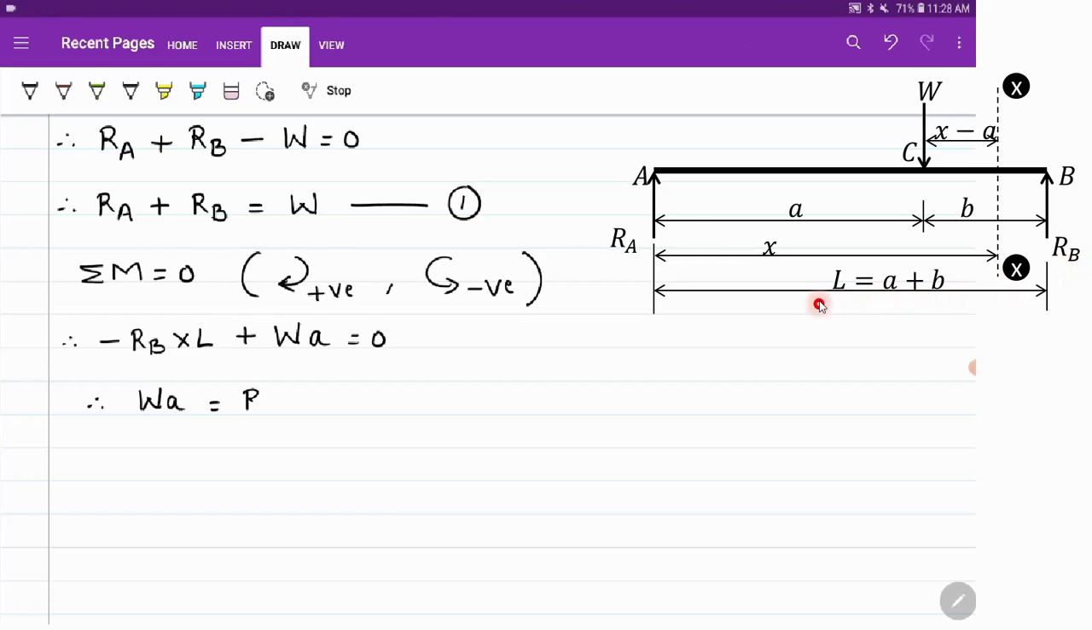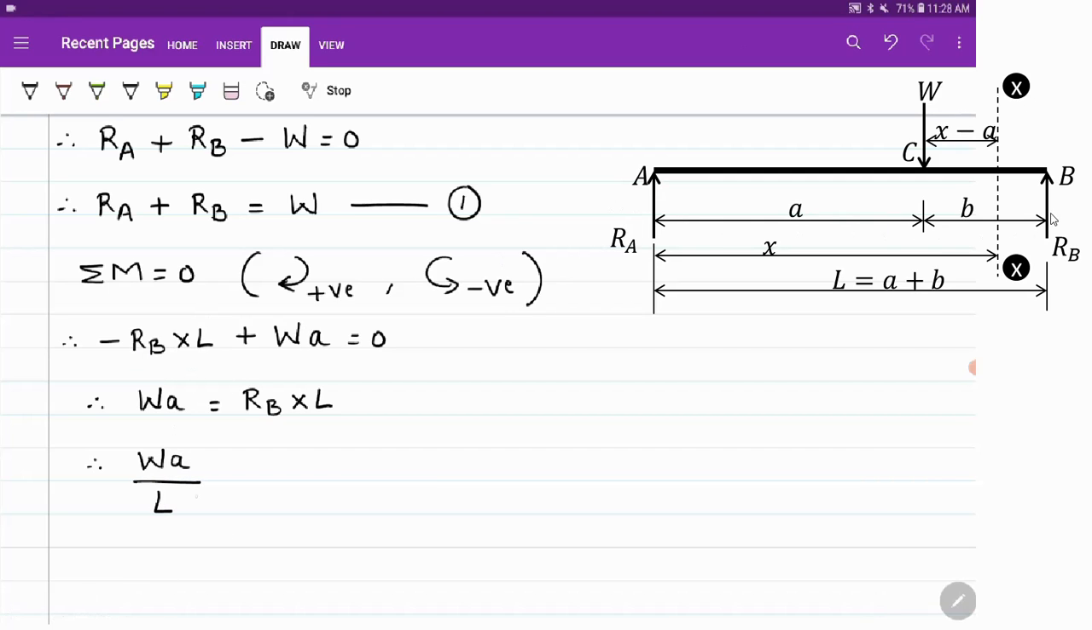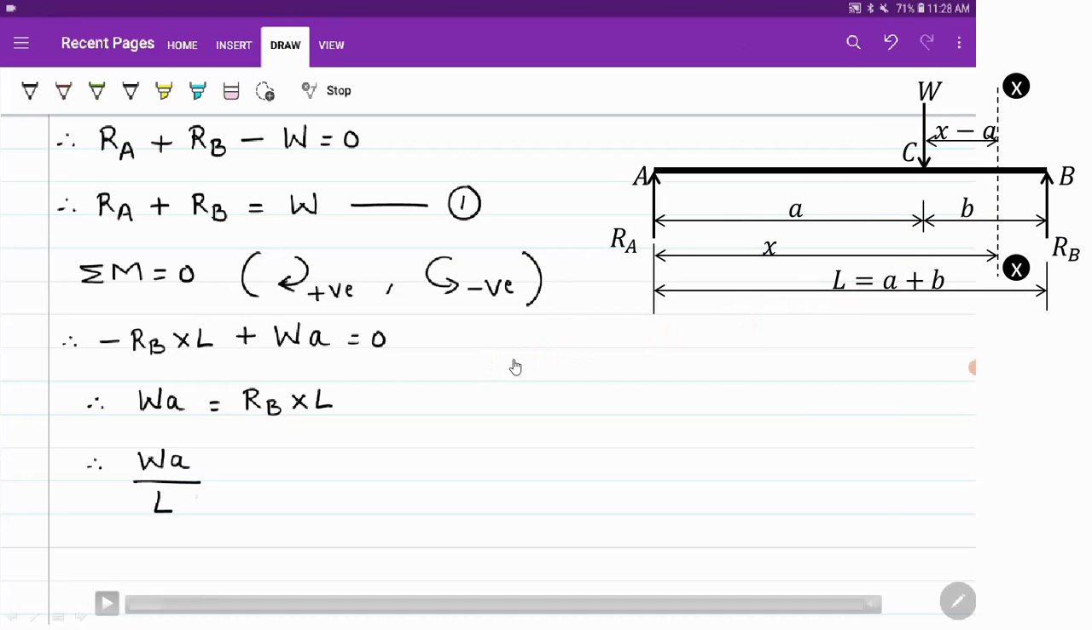So RB into L, and this W will produce clockwise moment about A. So that is positive. So minus RB into L, because this was a negative moment. RB is creating negative anti-clockwise moment about A, so it is negative, and this W is producing clockwise moment about A, so it is positive. So W into a and RB into L, these are the moments. Now transfer this minus RB L on the other side, it will become positive. Now this L will go on this side, so it will be in the division. So we'll get the value of RB as Wa by L.